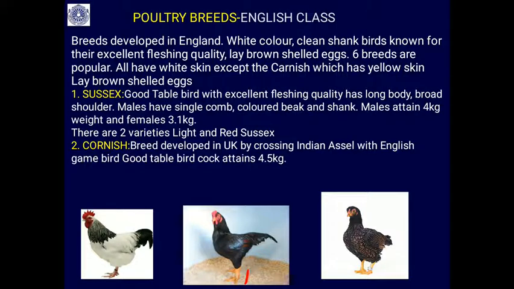So the variety Sussex, a good table bird. All these are developed in UK. It has excellent fleshing quality, a long body and a broad shoulder. Males have a single comb, and a colored beak and shank region. Males attain 4 kg weight, females 3.1 kg. There are 2 varieties, light Sussex and red Sussex, depending on the color.